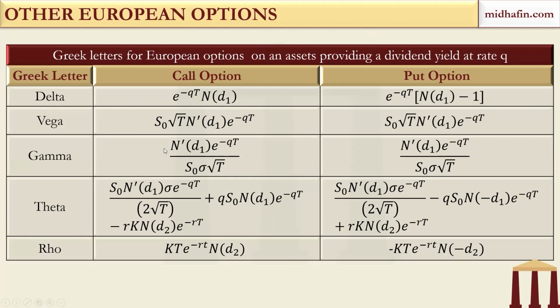For gamma, it was n dash d1 divided by S naught sigma root t. Now it is n dash d1 times e raised to the power of minus qt, whole divided by S naught sigma root t. So that's the only difference. Only e raised to the power of minus qt comes everywhere. That's the basic difference. Theta and rho, just forget them. Formulas are also very complex and they're not going to ask these in the examination. So delta, vega, gamma were important. Hedging was important. Some formulas were important.